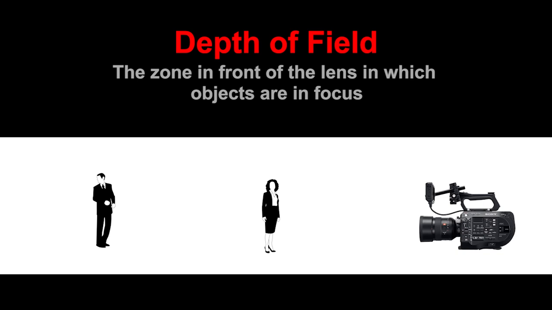All right, we can define the depth of field as the zone in front of the camera lens in which objects are in focus. So if an object is inside of the depth of field, it'll be in focus. But if the object falls outside the depth of field, it will be out of focus. Now, there are several factors that influence the size of your depth of field.